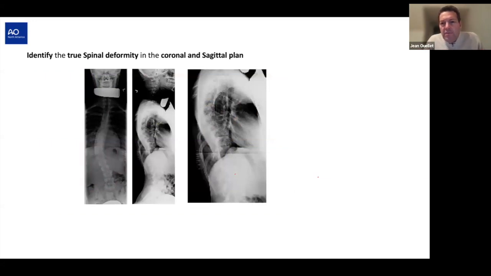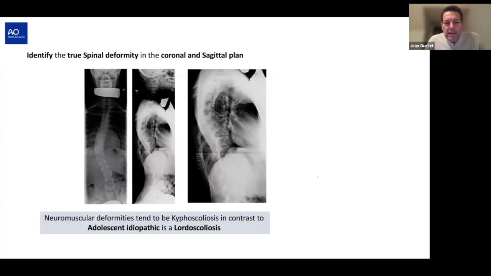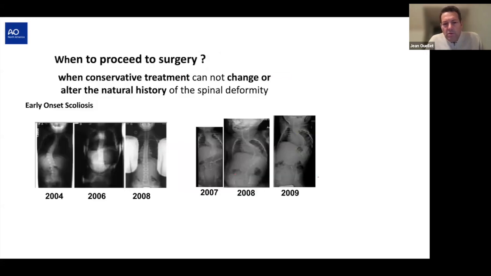So as you're managing these deformities, you really have to think about what the deformity at hand is. As you look at these x-rays, you see that at the apex of the coronal deformity, there's an associated apical lordosis. So idiopathic scoliosis is really a lordoscoliosis. The next question is, when do you proceed to surgery with these spinal deformities?